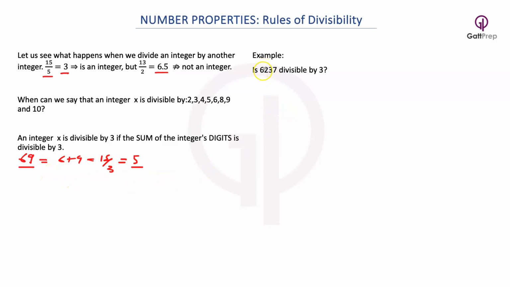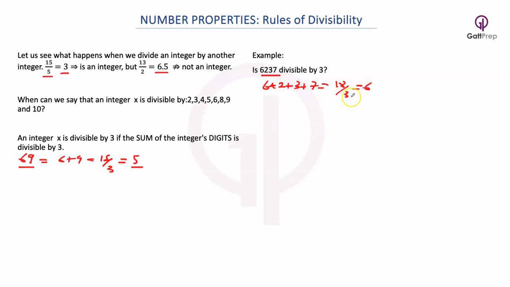Now let's look at this example where you have this number 6237, which is not so easy on the eye. How can you determine if this number is divisible by 3? Same rule. So we sum the individual digits. This is 18, and this is 6, and therefore this number is divisible by 3.